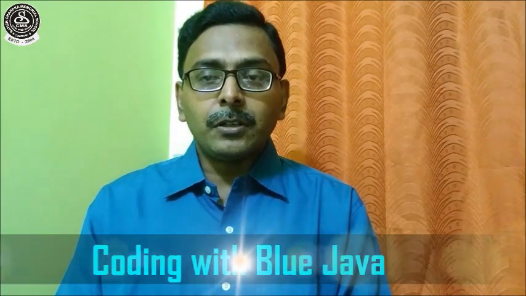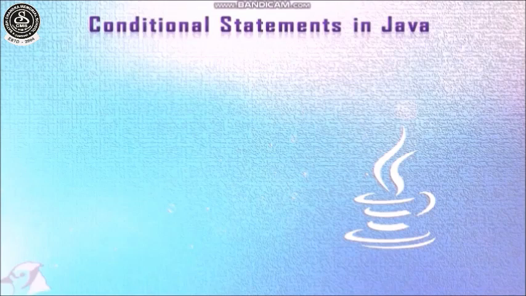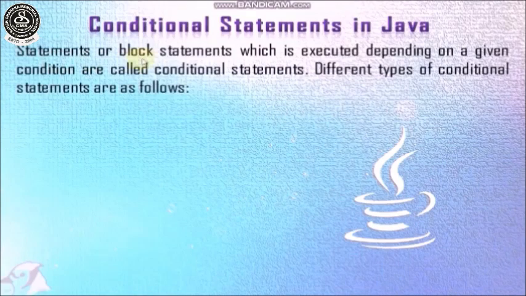Today we are going to continue with the fifth session of coding with Blue Java: conditional statements in Java. Statements or block statements which are executed depending on a given condition are called conditional statements. So different types of conditional statements are there.